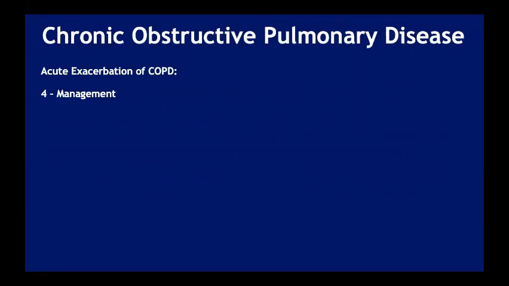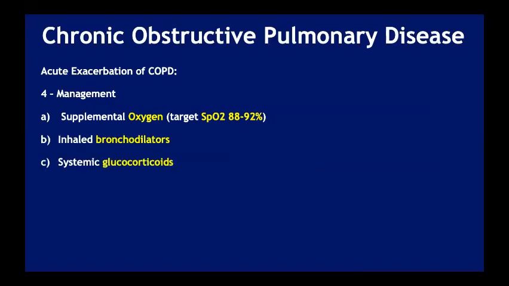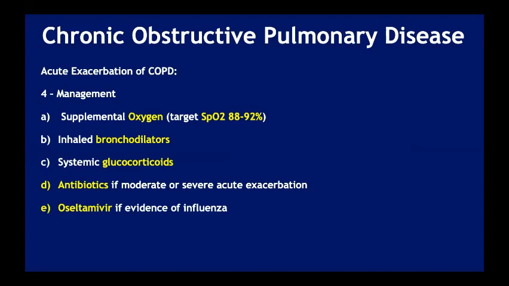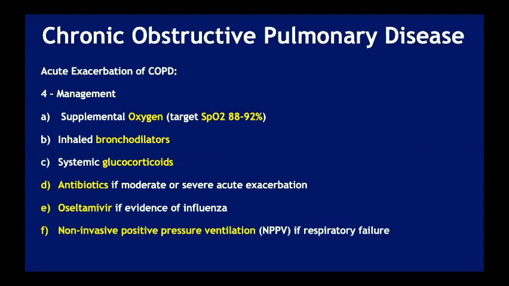Management of acute exacerbation of COPD: supplemental oxygen, and your target SpO2 should be 88 to 92%. Inhaled bronchodilators, systemic glucocorticoids, antibiotics if moderate or severe acute exacerbation, like our case, oseltamivir if there is evidence of influenza, non-invasive positive pressure ventilation, or NPPV, if there is respiratory failure. Tracheal intubation if the NPPV failed or is contraindicated.